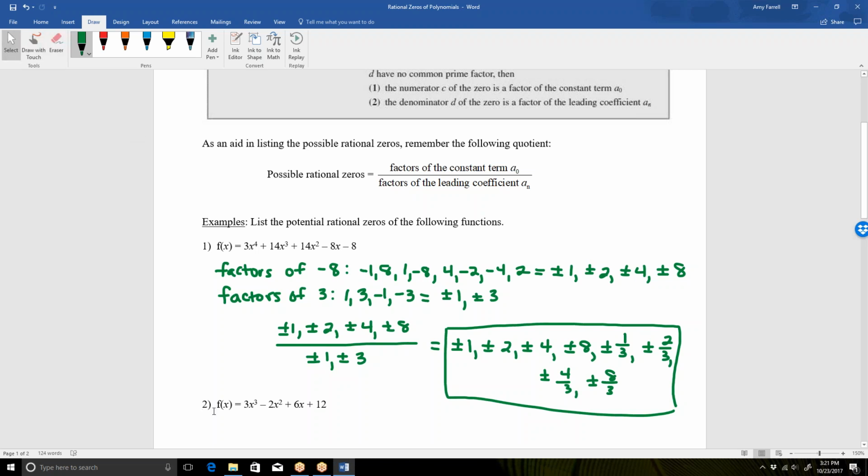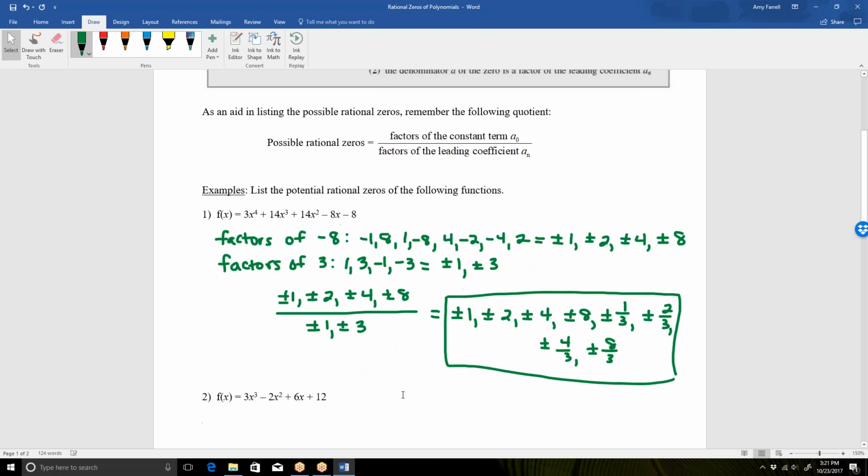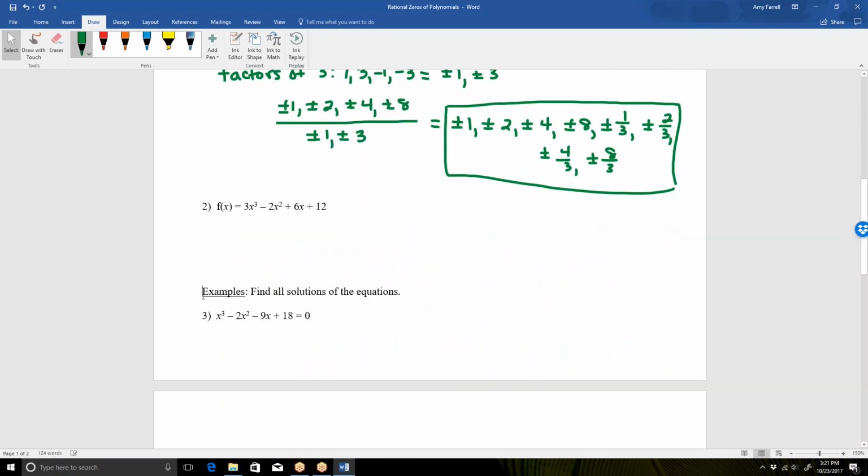Okay, let's do another one like this. Move this down a little bit here. So we want to come up with the potential rational solutions of this equation. We're not actually going to check them yet. That's going to be on the next page here. We're going to check the solutions, but for now we're just listing the potential ones.